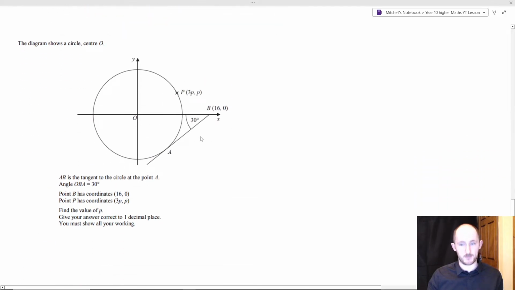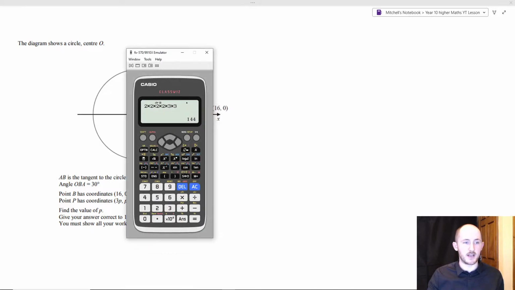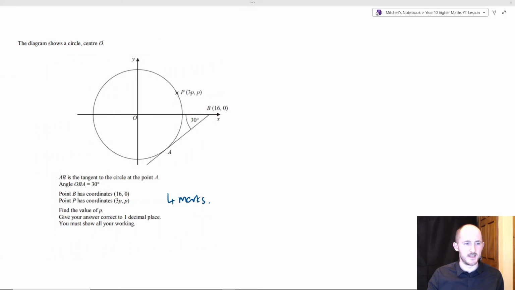This one I thought was pretty cool. Just so you know, this one is actually 4 marks if I remember correctly, and I'm pretty sure I do because there's 4 steps you're taking. And I think it looks pretty cool. And by the way, it is actually a calculator exam. Ignore that, I was using the calculator earlier. Yeah, so it is a calculator question.